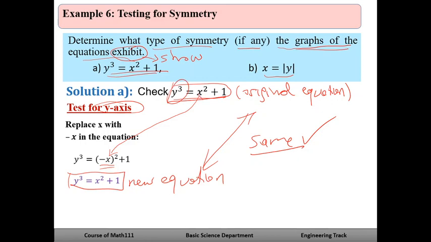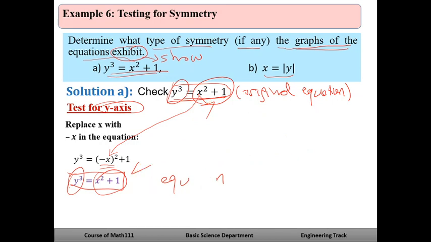So y cubed is equal to x squared plus 1. Y cubed is equal to x squared plus 1. They give both the same thing, so they are equivalent, or they are the same, you can say. Then what does this mean? This means it is symmetric with respect to the y-axis.